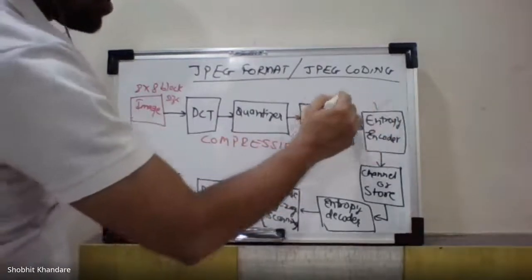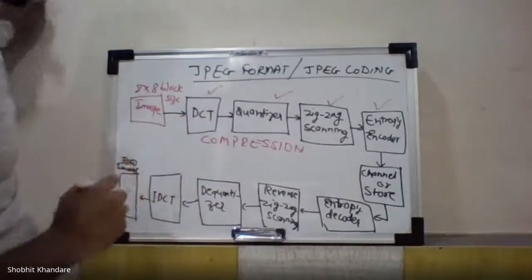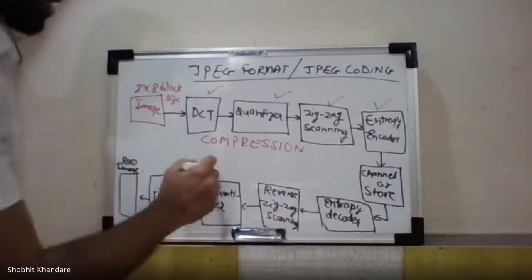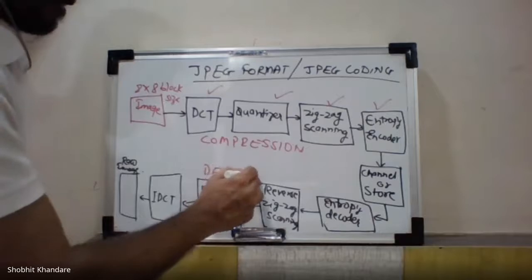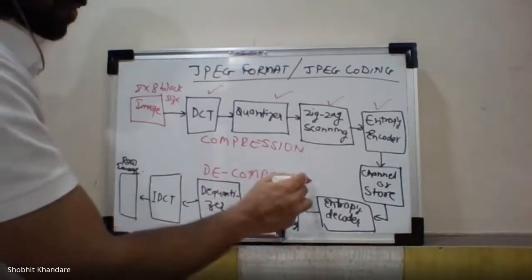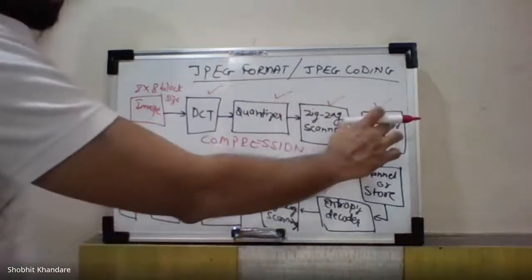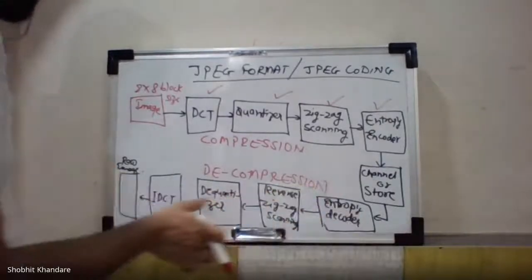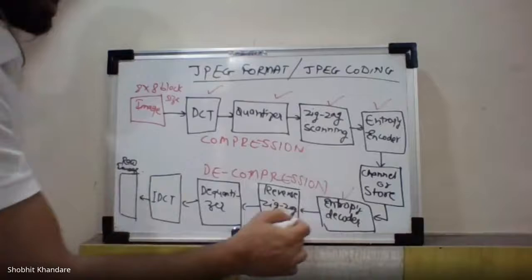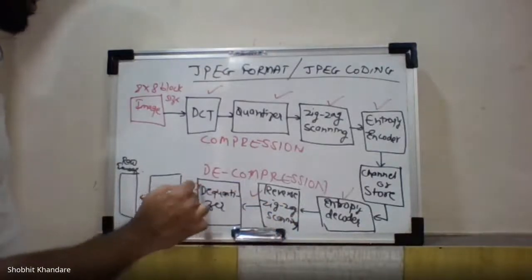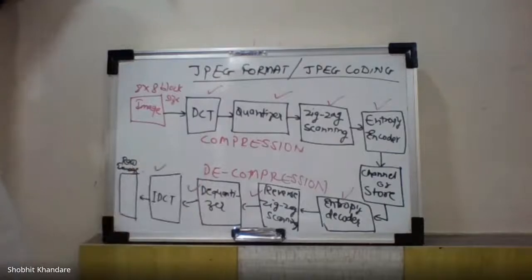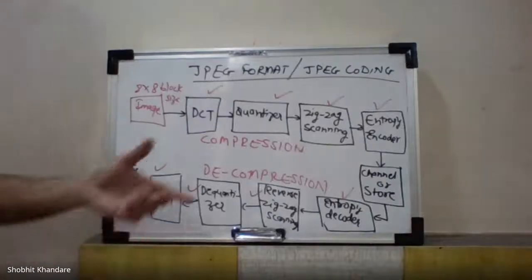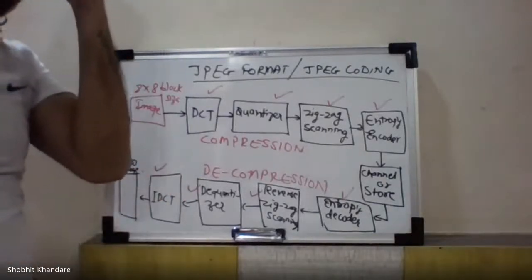So these are the blocks which will do the compression, and this is the decompression. So you compress the image, you transmit, and you do the reverse of that to decompress the image. For decompression, you have entropy decoder, reverse zigzag scanning, dequantizer, and IDCT. So 4 blocks and 4 blocks. So this is the block diagram. Now we are going to see the block diagrams in detail.